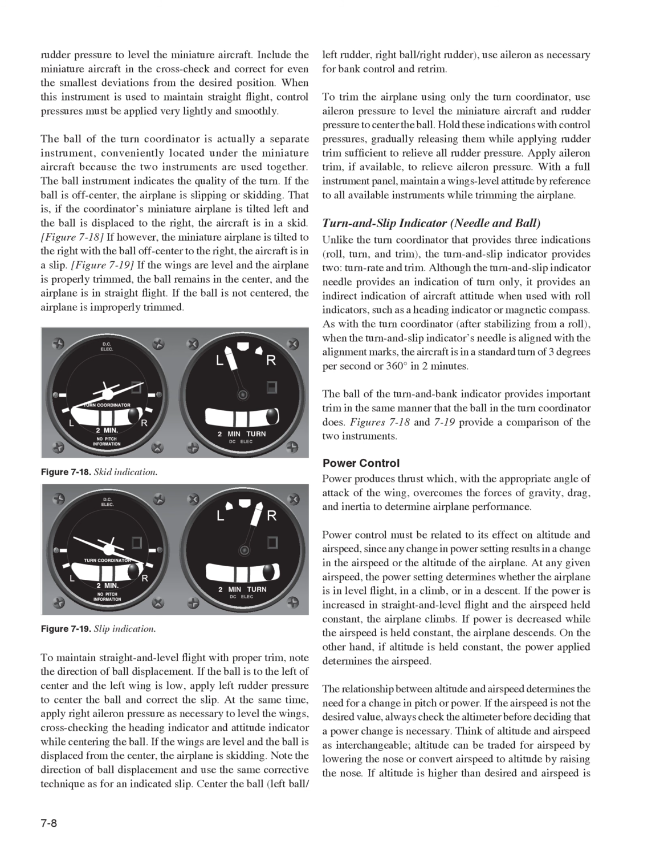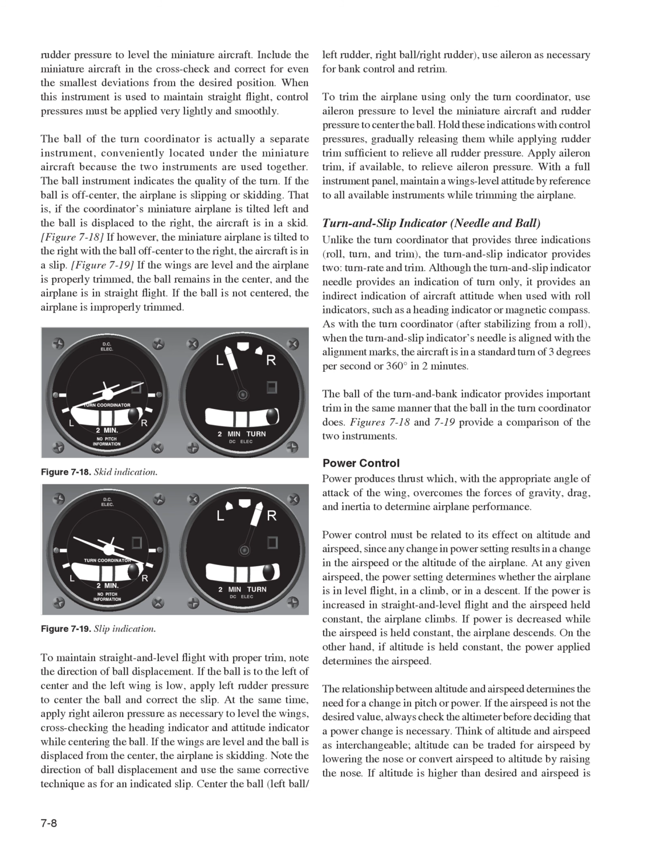To trim the airplane using only the turn coordinator, use aileron pressure to level the miniature aircraft and rudder pressure to center the ball. Hold these indications with control pressures, gradually releasing them while applying rudder trim sufficient to relieve all rudder pressure. Apply aileron trim, if available, to relieve aileron pressure. With a full instrument panel, maintain a wings level attitude by reference to all available instruments while trimming the airplane.